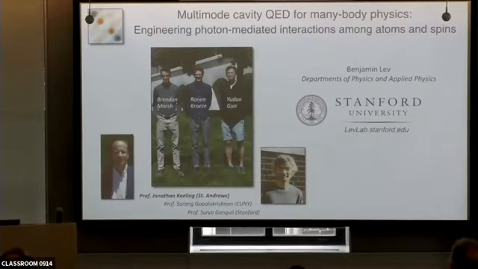Okay, so the goal of this work is to introduce a new system for studying quantum many-body physics. And the new system that we're introducing is called multimode cavity QED, and I'll explain what I mean by multimode. And the specific subject of this talk will be how we can engineer interactions that will give us the many-body physics using photons mediated by the cavity between atoms and atomic spins.